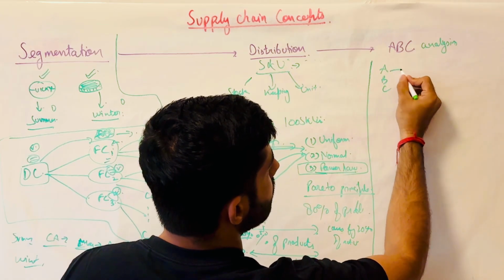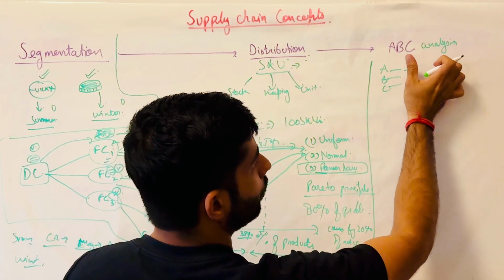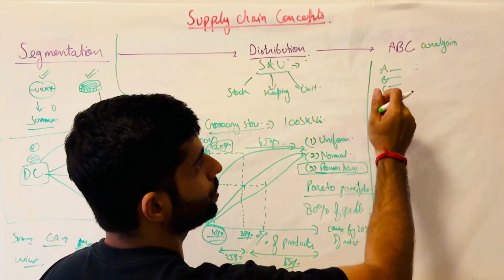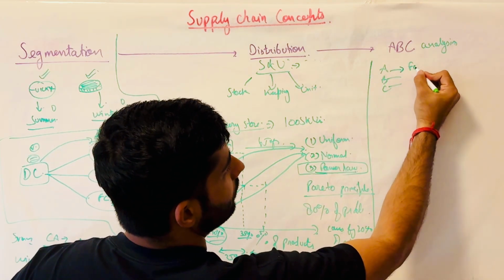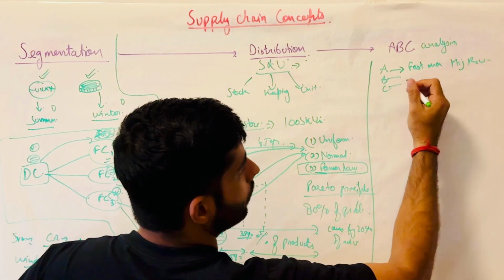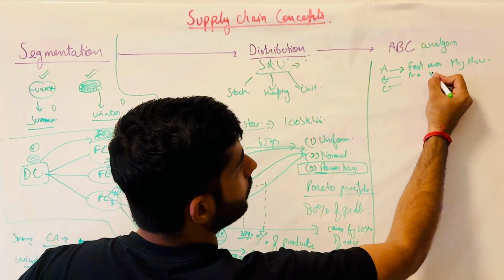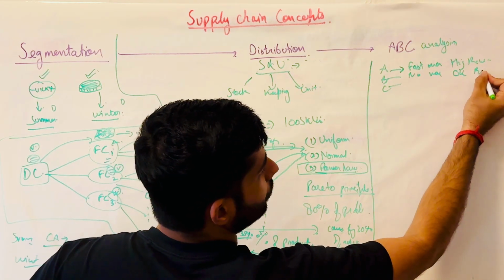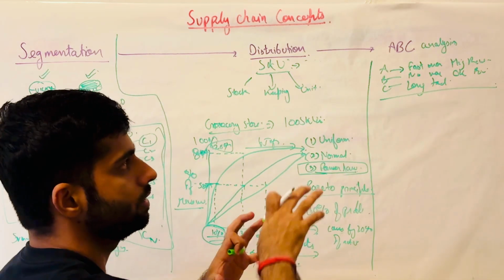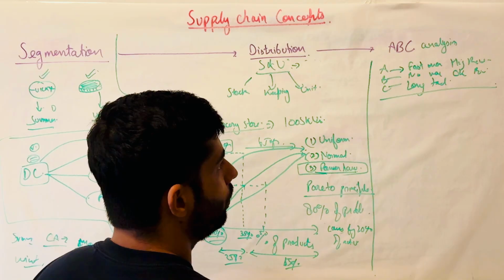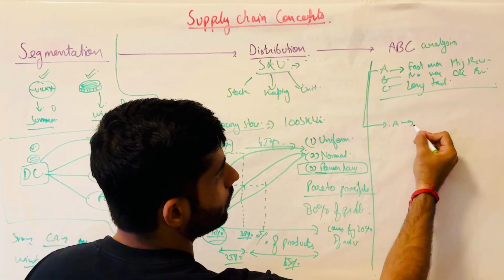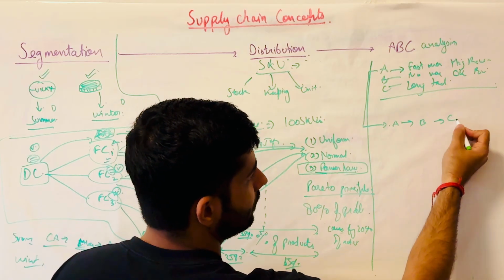ABC, these are the three classes that retailers or anyone on this planet generally uses to classify. A is generally the fast moving, high revenue products. B is moderate moving, okay revenue, and C is the long tail. This is what ABC analysis is. Now, the way to deal with the A class of products will be very different from B, and very different from C.